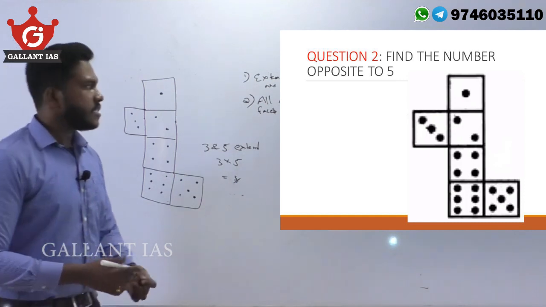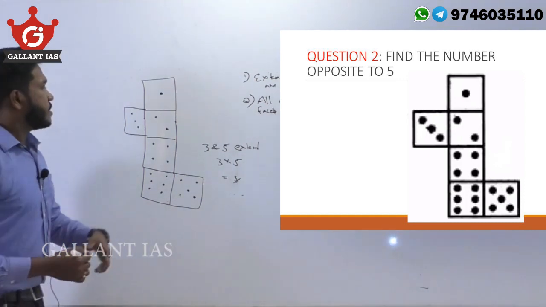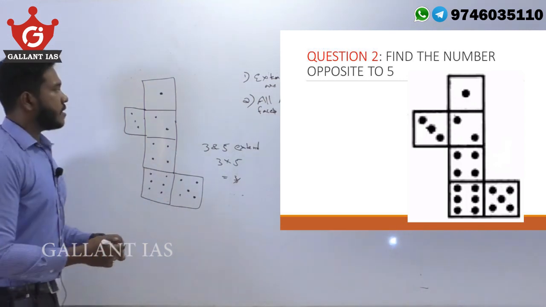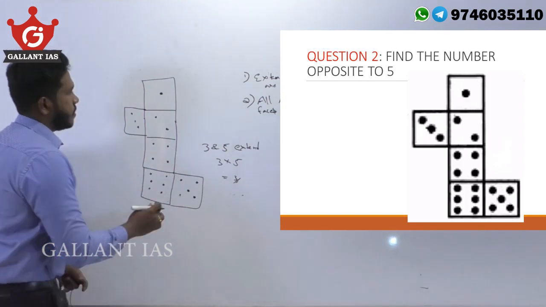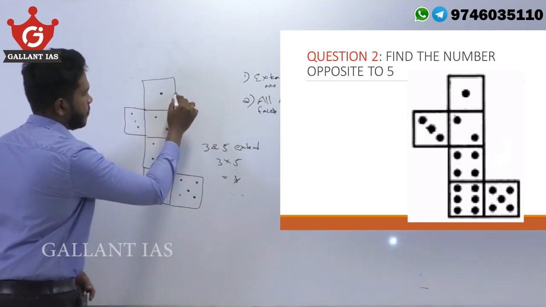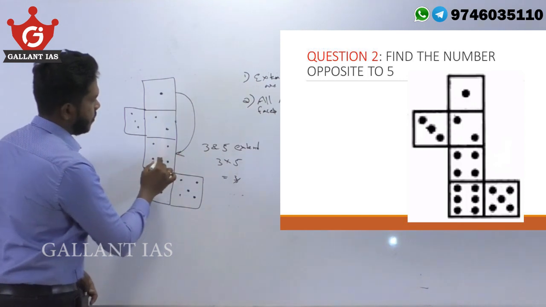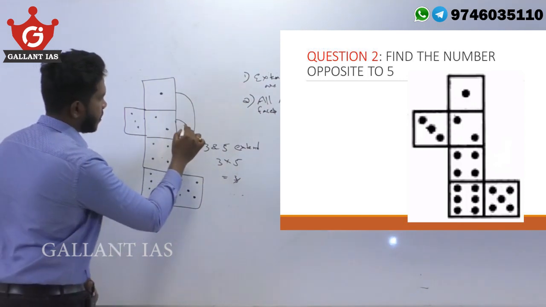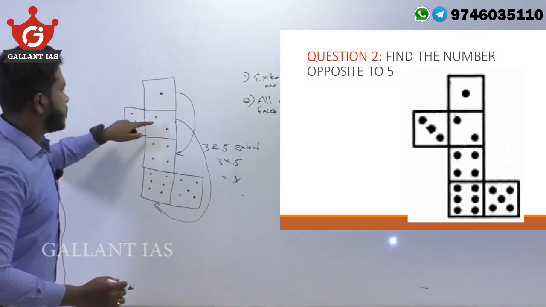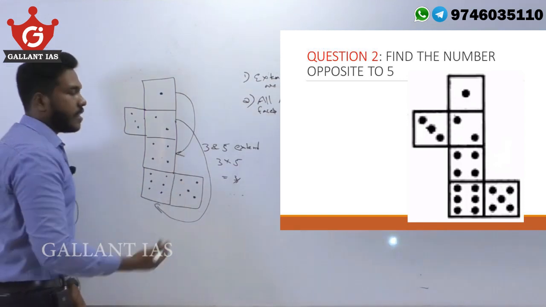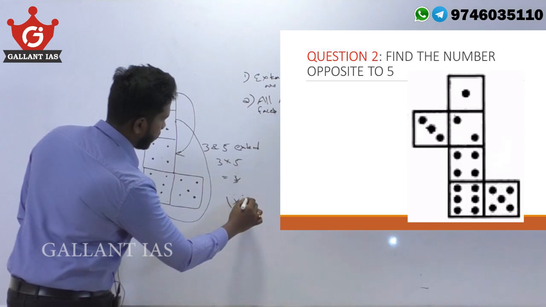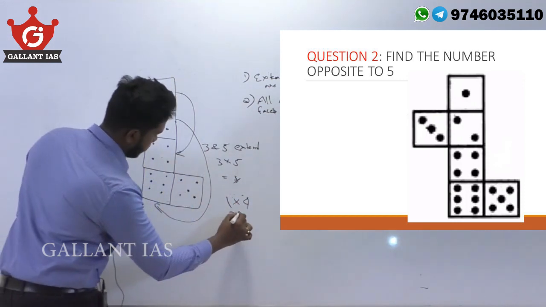Now tell the remaining opposite pairs from this figure. What are the other opposite pairs? Consider the second property now, that is, check the alternative faces. 1 will be alternative to what? 4, and 2 will be alternative to 6. So 1 will be alternative to 4, and 2 will be alternative to 6. So the remaining opposite pairs are 1 and 4, as well as 2 and 6.